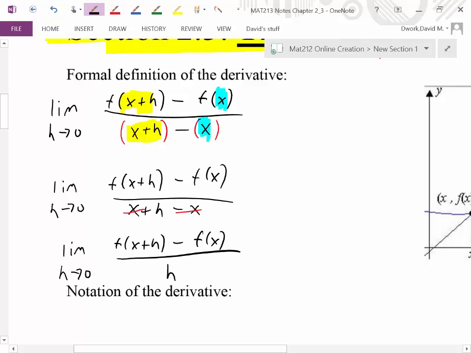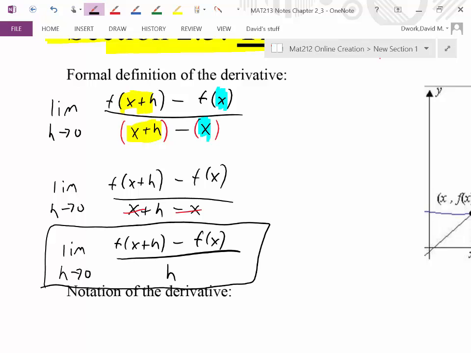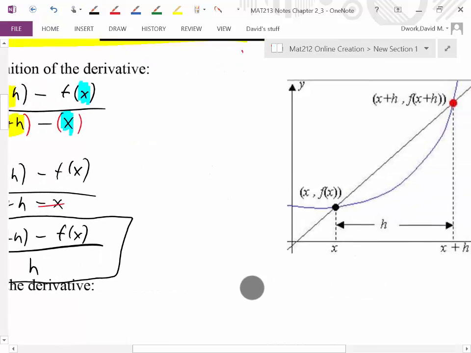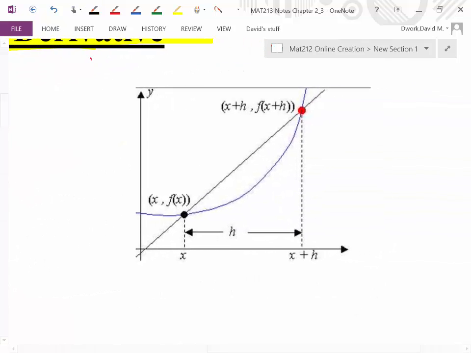So this is a simplified version of it, and a lot of books and a lot of teachers will just jump to that being your formal definition of a derivative. But I do want you to know where it came from, that it's just slope. So if you ever forget, or if you ever want to think about it logically, you say it's just slope. So it's y2 minus y1 over x2 minus x1. Boom, there you go.